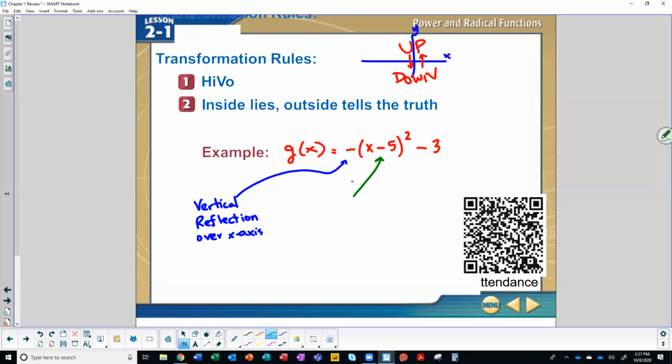Now here, is this inside or outside? Inside. That means it goes with the H. What does H stand for? Horizontal. And by the way, reflections don't lie. There is no lie on that, so the reflection is just going to be a normal reflection. I forgot to say that. So here we are. Does this lie or tell the truth? It's going to lie. Anytime you add or subtract, it's always a shift. So it's not going to shift to -5. It's going to shift to +5. Which way is that for x? To the right 5.